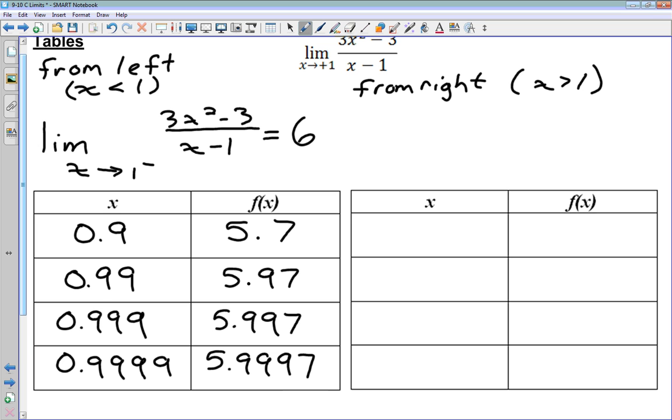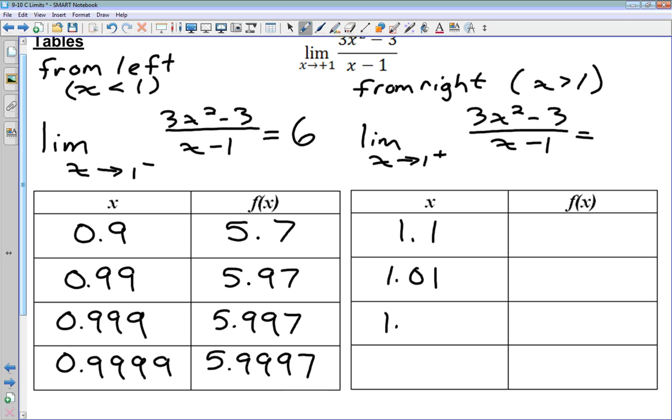And then we're going to do the same thing approaching from the right. So we're going to take the limit as x approaches 1. The little plus sign there means we're approaching from the right, using x values that are larger than 1, of 3x squared minus 3 over x minus 1. So we pick some x values that are a little bit bigger: 1.1, 1.01, making them smaller so they're getting closer and closer to 1, 1.001, 1.0001. And again, just plug them into our function and evaluate.